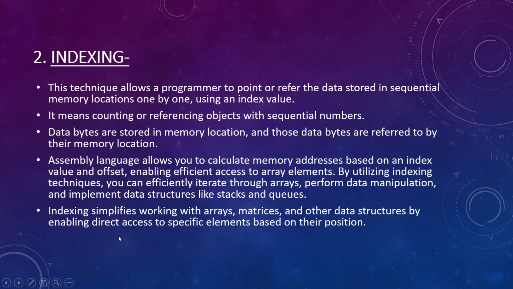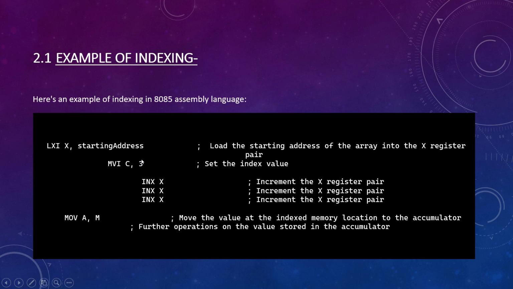Now we will move to the second method in programming techniques, which is indexing. Indexing is a simple thing by which a programmer can point or refer to data stored in sequential memory locations one by one, for example an array. In an array, we can use an index value to reach specific elements. It means counting or referencing objects with sequential numbers. Data bytes are stored in memory locations and those data bytes are referred to by their memory locations.